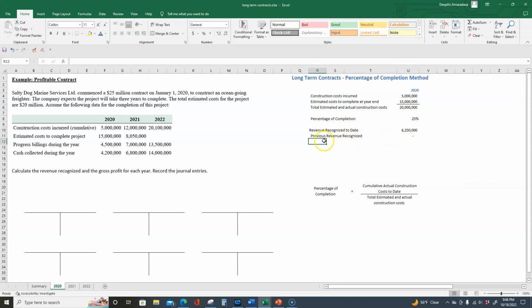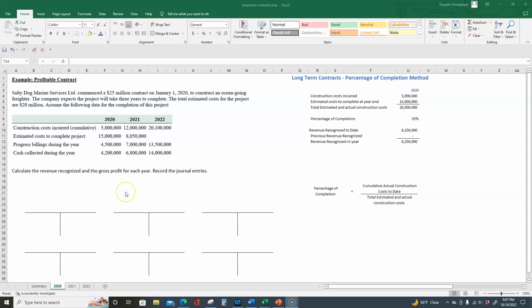So revenue recognized for the current year is going to be equal to $6,250,000 minus whatever was recognized in the previous years, which is 0. So we're going to recognize $6,250,000 in 2020. That answers the first part that says calculate the revenue recognized.